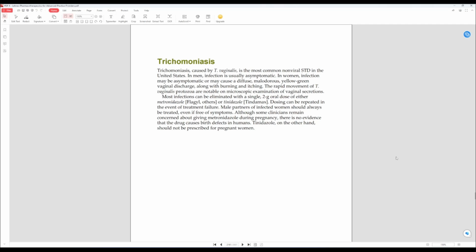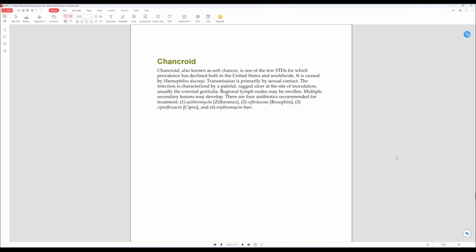Most infections can be eliminated with a single 2-gram oral dose of either Flagyl or tinidazole. Dosing can be repeated in the event of treatment failure. Male partners of the infected woman should always be treated, even if free of symptoms. Although some clinicians remain concerned about giving Flagyl during pregnancy, there is no evidence that the drug causes any birth defects in humans. Tinidazole, on the other hand, should not be prescribed for pregnant women.